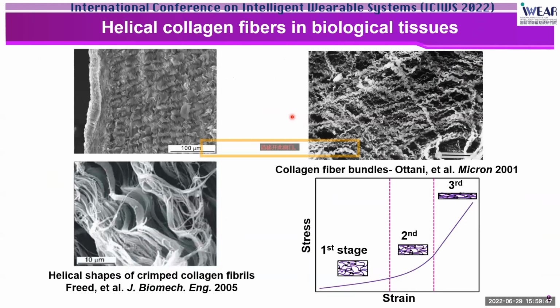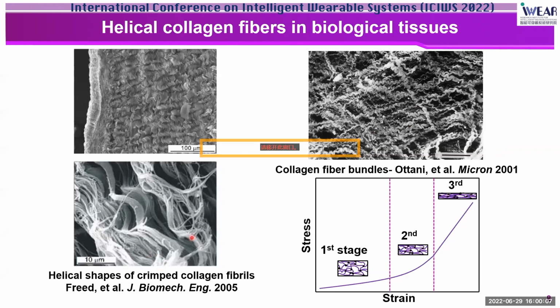Firstly, please allow me to show you the bioinspired network designs. As you can see from the two images on the left and the right top image, the collagen fiber is usually composed of irregularly distributed helical structures that are connected at certain joints.